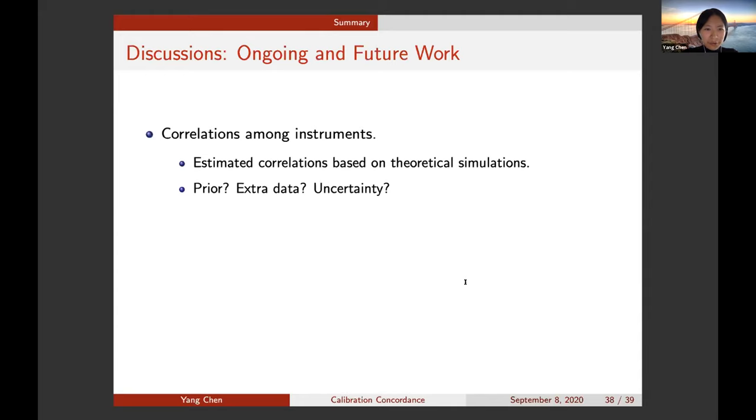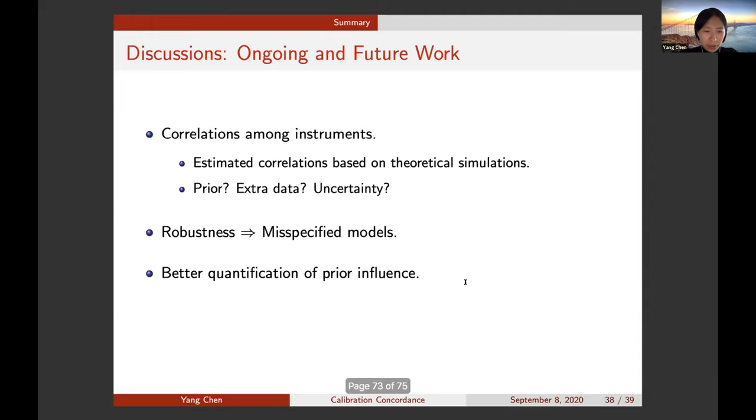Ongoing and future work includes incorporating correlations among the instruments, which Herman will talk about. We are also interested in robustness to model misspecification, and in the coverage properties when real outliers exist. In all of the datasets, Herman already cleaned everything up nicely and removed the outliers.